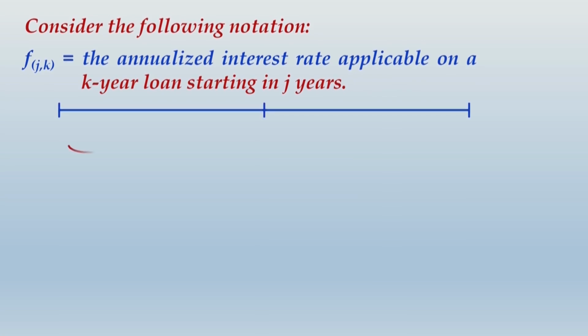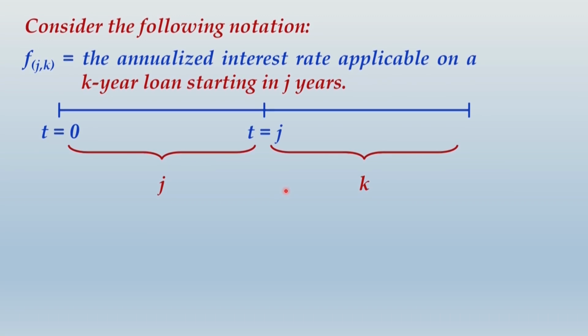So on this timeline, this period is j and this period is k. So the loan will initiate after j years and the loan will be for a period of k years. So if this point of time is t equal to 0, obviously what will be this point of time? It will be t equal to j, and this is already t equal to j.